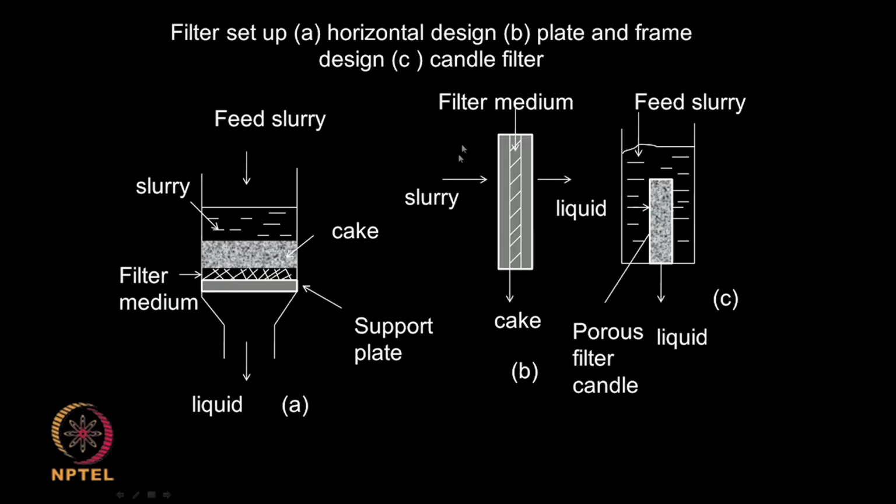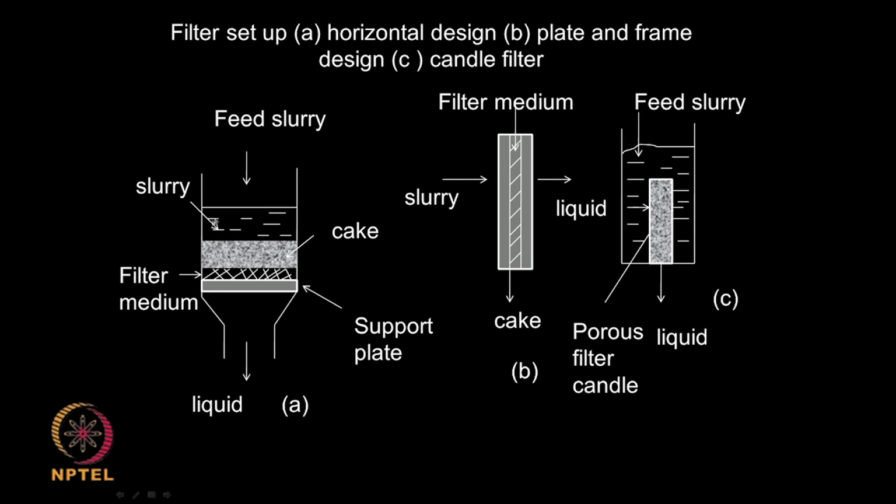Okay. So, in a filter you can have this type of design, which is a horizontal design, also called a dead end filter. The feed slurry comes in, there is a filter cloth or filter medium, which could be a metal or ceramic, and so your cake is formed here and the liquid flows through and is collected here. Or you can have a plate and frame design. You have a frame, you have a porous plate through which your filter medium is placed, slurry flows through, cake is formed and removed here, and then you collect the liquid.